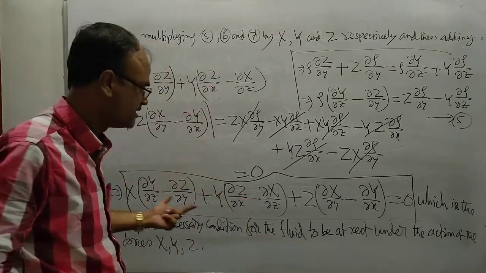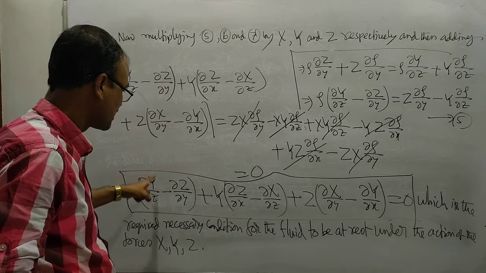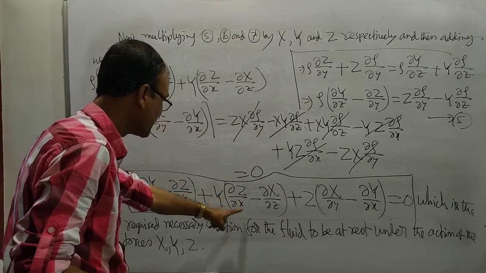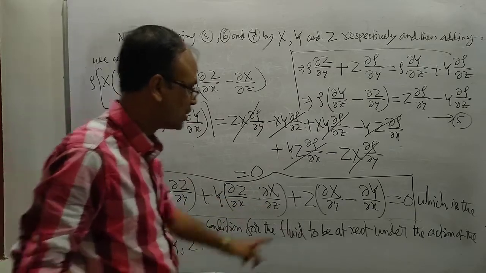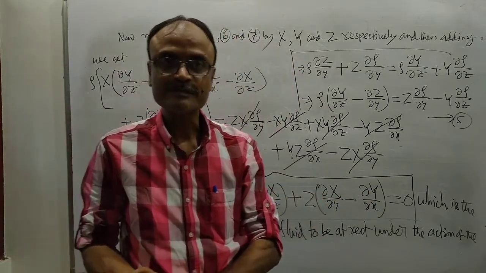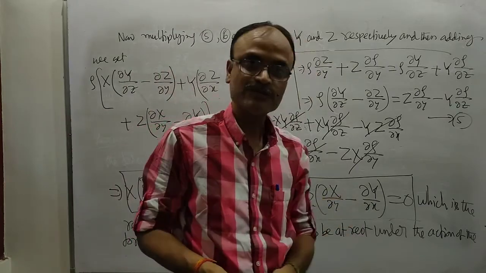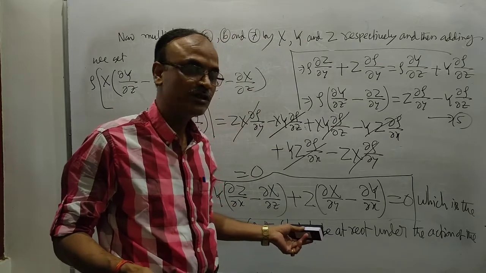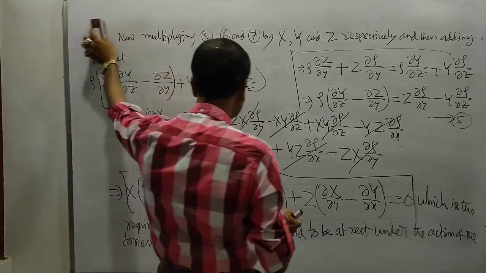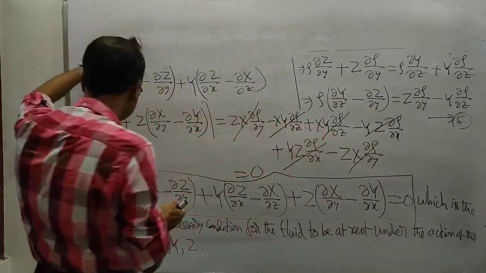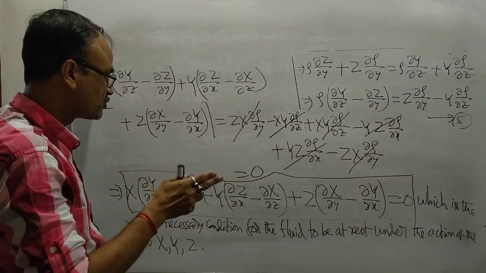Very easy to remember this. Capital X (∂/∂y ∂/∂z minus ∂/∂z ∂/∂y) plus capital Y (∂/∂z ∂/∂x minus ∂/∂x ∂/∂z) plus Z (∂/∂x ∂/∂y minus ∂/∂y ∂/∂x). This is the necessary condition so that the fluid may maintain equilibrium under the action of the forces.